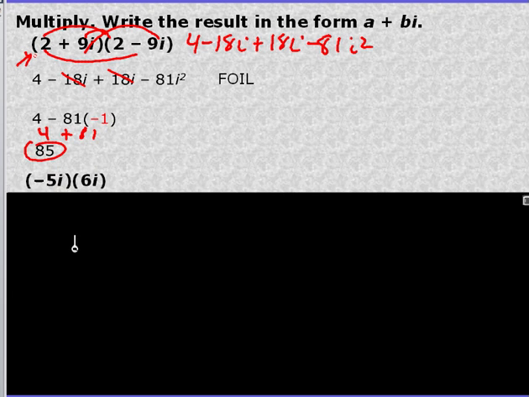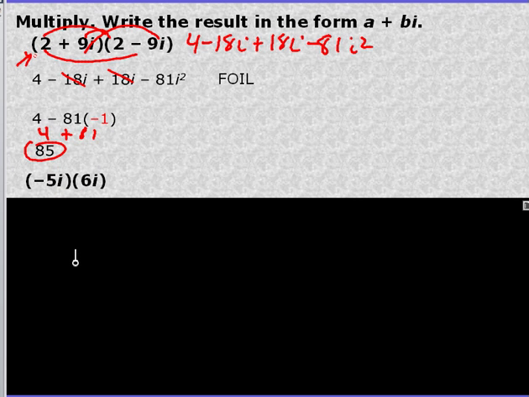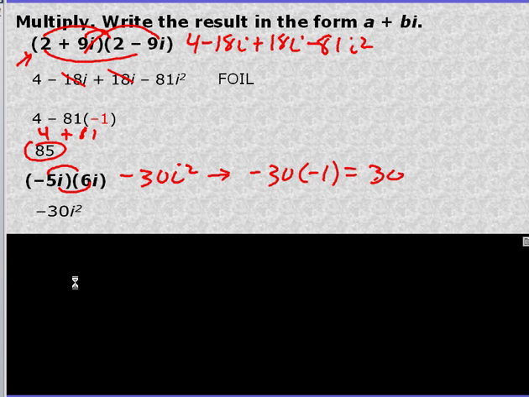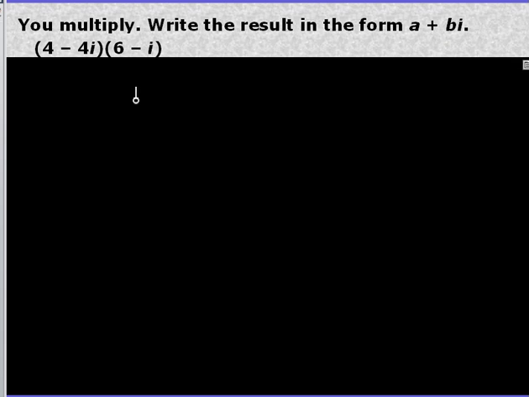Okay, negative 5i times 6i, multiply the two numbers to get negative 30. i times i is i squared. Replace the i squared with negative 1, and we end up with 30 as our answer. So sometimes you start with a complex expression and get a real number as your answer. All right, so one for you to try. You try this one.